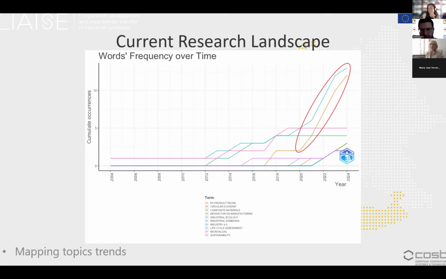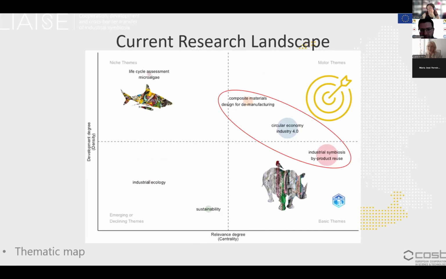But if we go further in the bibliometric data analysis, we can identify some themes that can be considered the motor themes that are now driving and will drive the current research trend in terms of relevance and also in terms of density and level of maturity and development of the research. These are the ones that we indeed mentioned in the word map before: composite materials and design for manufacturing on the one side, then circular economy and Industry 4.0 applications on the other side, and finally also industrial symbiosis with byproduct reuse.